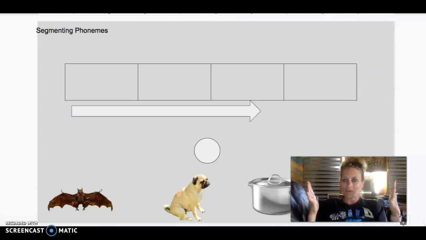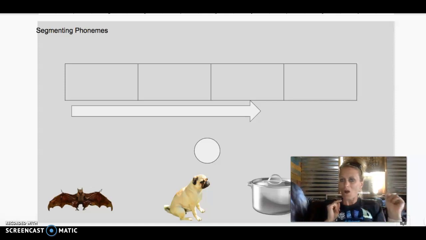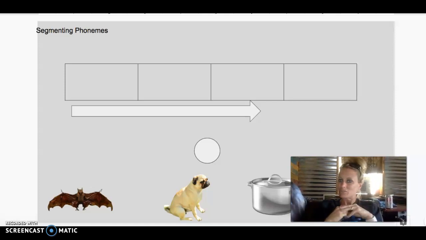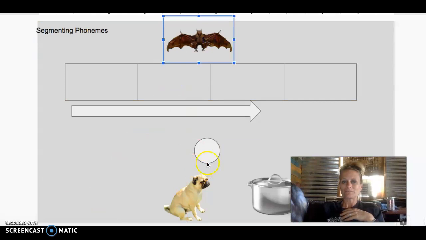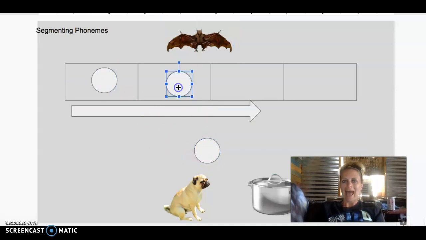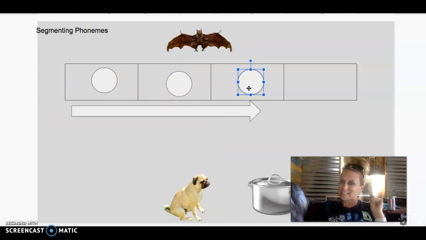Today we're going to segment phonemes. That means we're going to listen to all of the individual sounds in the word. And then we're going to move one of these chips for all the sounds we hear up here. All right, so let's say the word. What is this? Bat. And we're going to say it really slow so we can pay attention to each of the sounds. B, A, T. Okay, B, A, T. Now there are 3 sounds in the word bat.